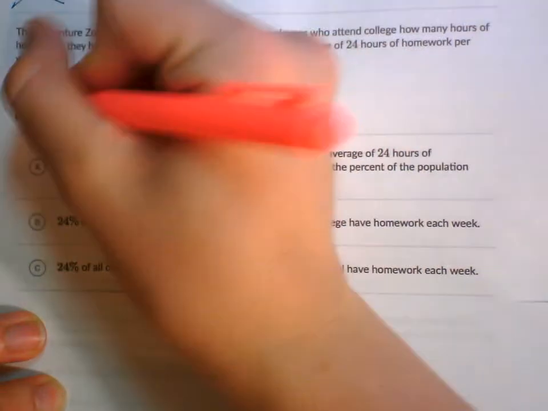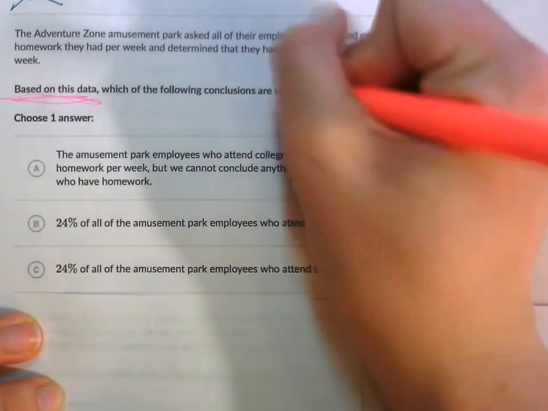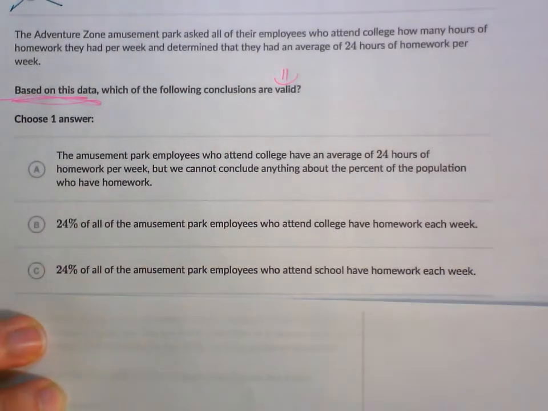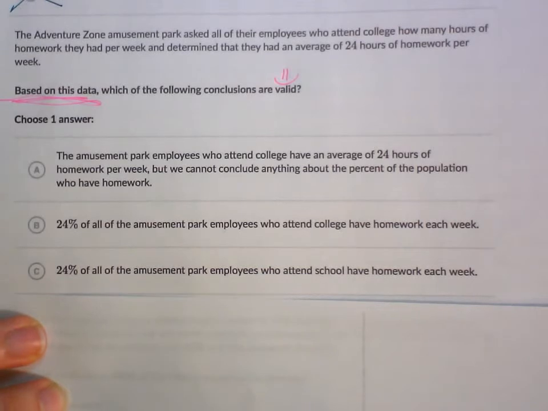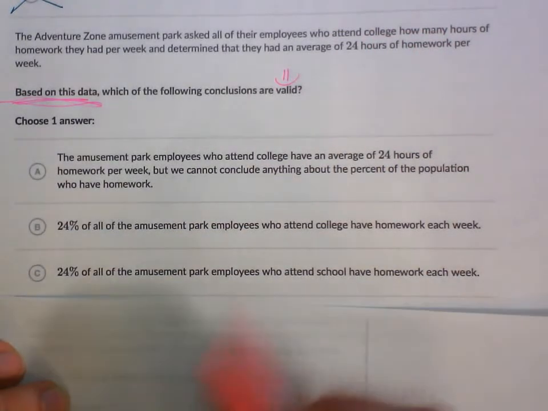Based on this data, which of the following conclusions are valid? A, the amusement park employees who attend college have an average of 24 hours of homework per week. Yes, that's a good summary. But we cannot conclude anything about the percent of the population who have homework. That means it wasn't a very valid survey that represents the entire population.